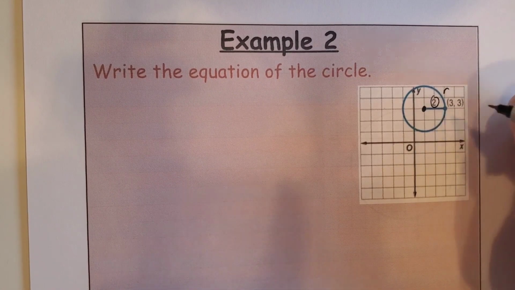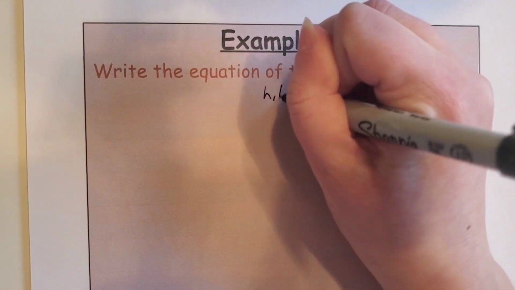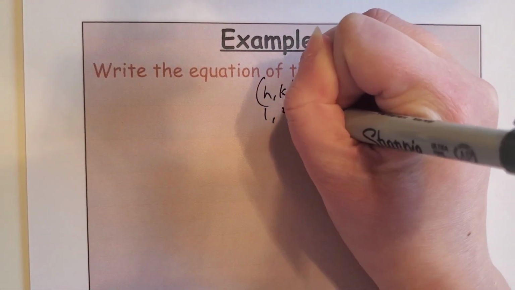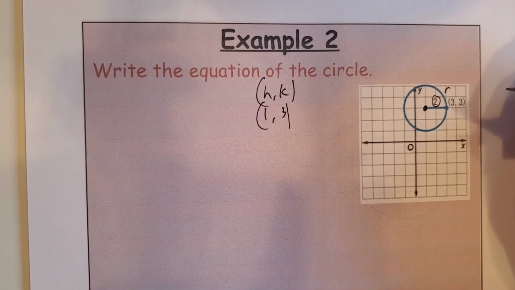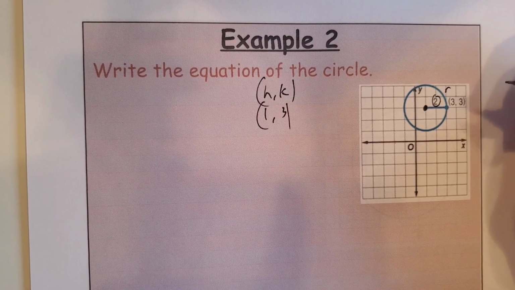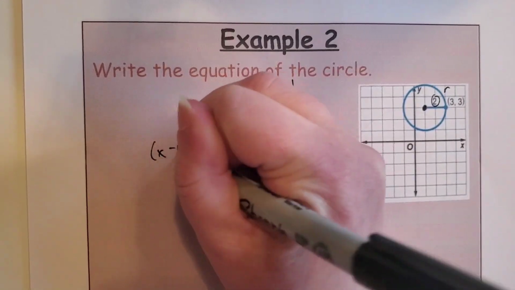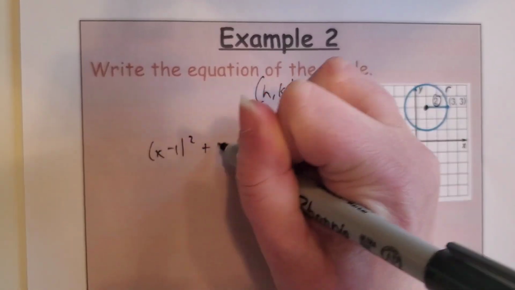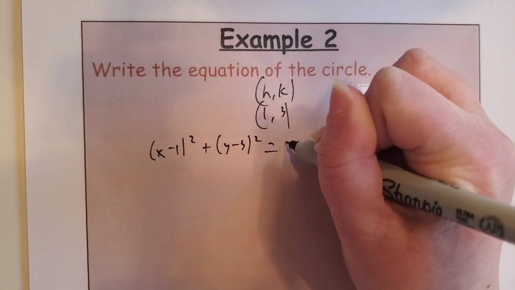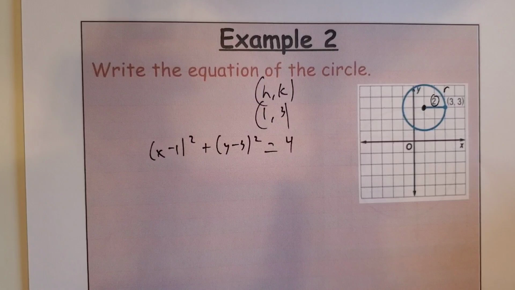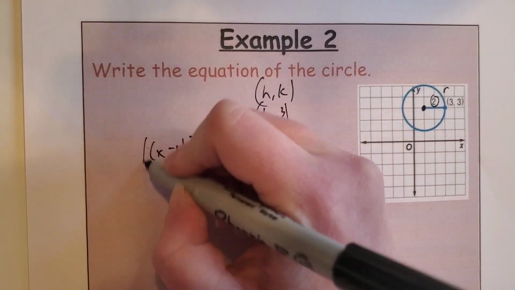So that's 1, 1, 2, 3. So your (h, k) is (1, 3). And you know your radius is 2. So all of that you're going to plug into standard form. (x minus 1) squared plus (y minus 3) squared is equal to r squared, 2 squared, which is 4. Make it a little easier for you. There you go.